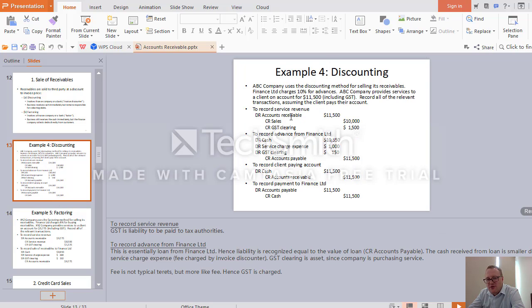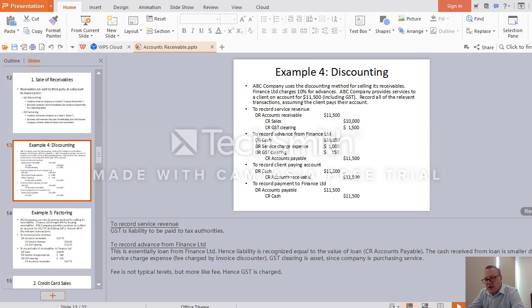So again, you record the service revenue. In our case, the value of accounts receivable, 11,500 times 3/23, gives you the value of GST, or 11,500 divided by 1.15, and it would be 10,000. So the actual service revenue that you earn is smaller than accounts receivable. After that, you will get the advance, the loan from Finance Ltd.